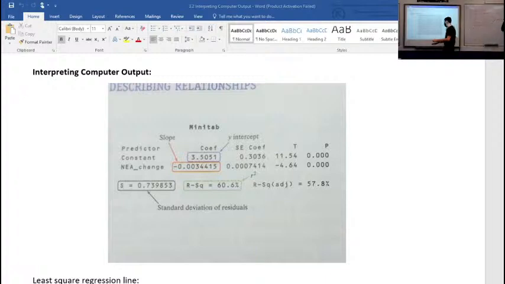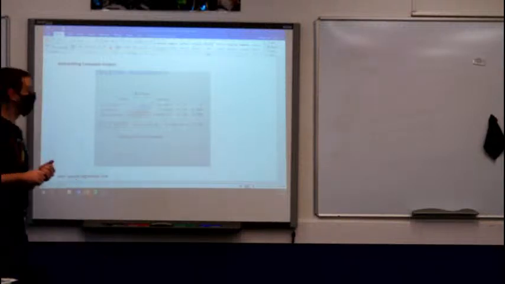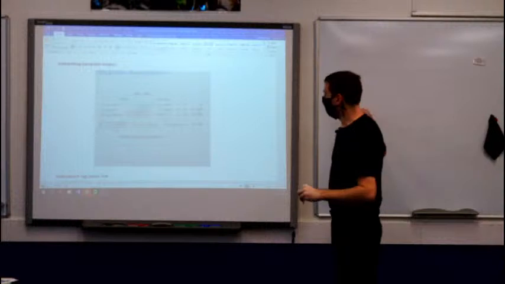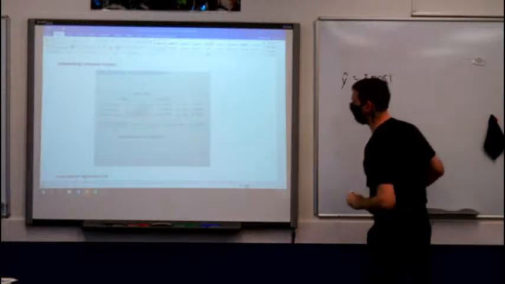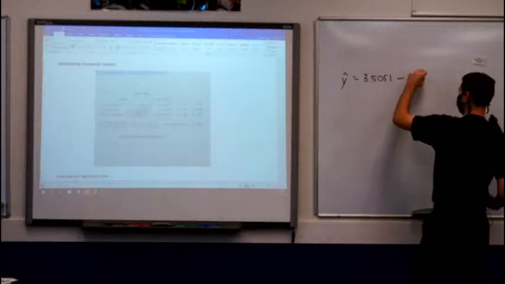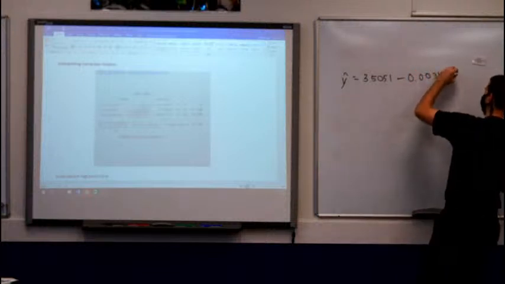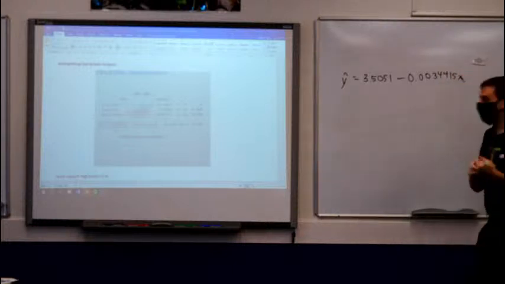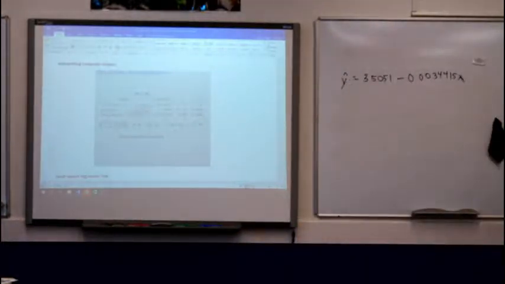So this equation will look like y hat equals the constant, minus, since we have a negative slope, 0.0034415x. And then we would define the variables. So we can take this output and turn it into an equation. So that's what we're looking at today.